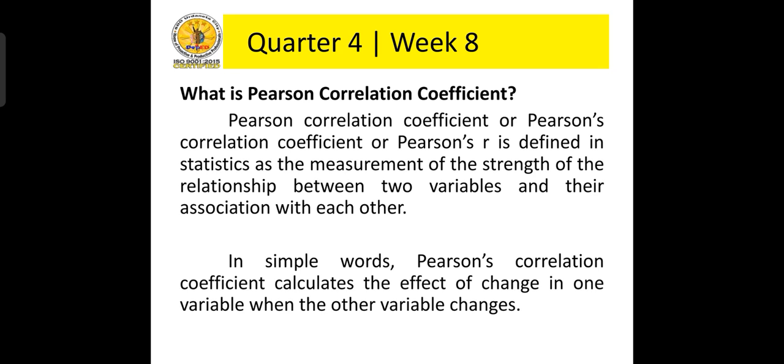Pearson correlation coefficient, or Pearson's correlation coefficient, or Pearson's R, is defined in statistics as the measurement of the strength of the relationship between two variables and their association with each other. In simple words, Pearson's correlation coefficient calculates the effect of change in one variable when the other variable changes.